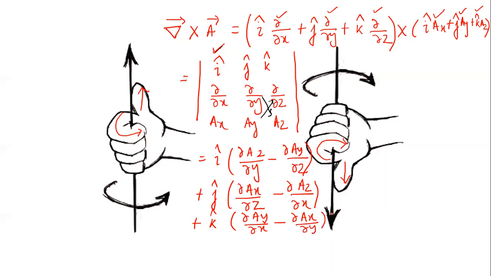So you expanded it. For k cap, if you take this diagonal, like i, j, k and this, then you get del ay by del x minus del ax by del y. This way we can expand.